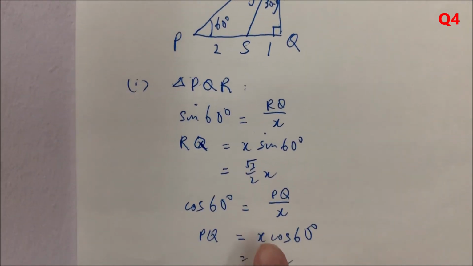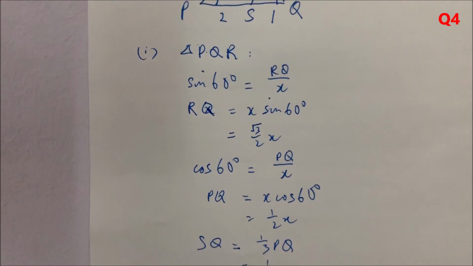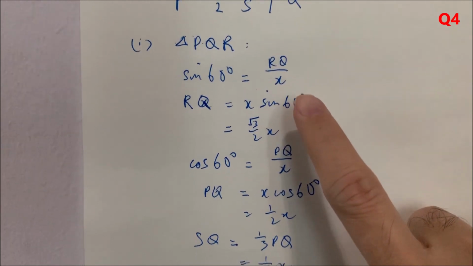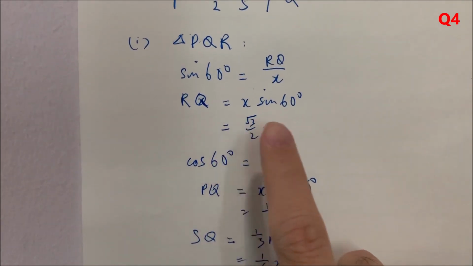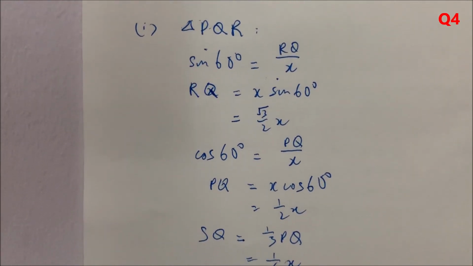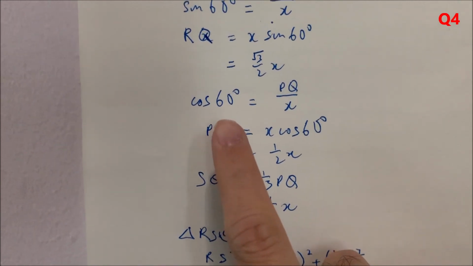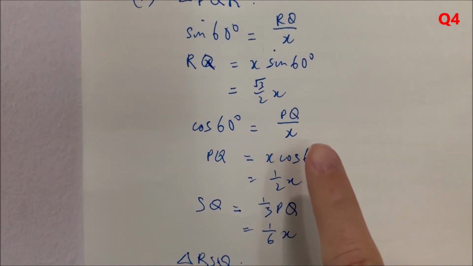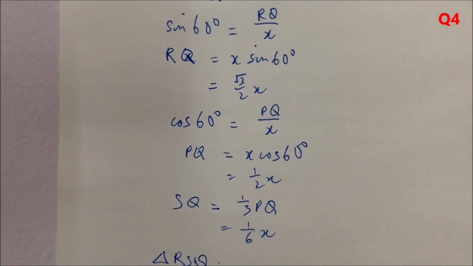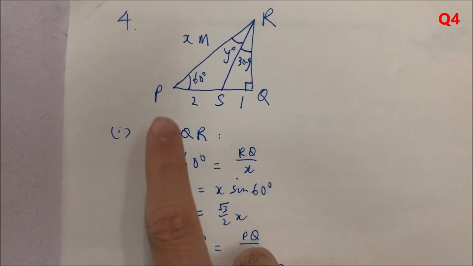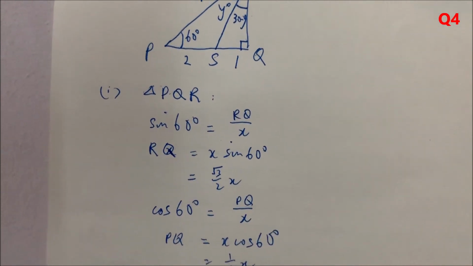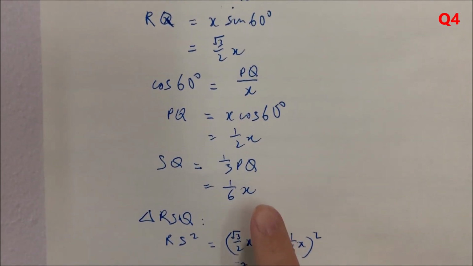So let's start with PQR. Now PQR, sine 60 is the opposite over hypotenuse, RQ over X. And RQ is just X sine 60, and sine 60 of course everybody knows is root 3 over 2. And then on the same triangle you apply cosine 60. You get cosine 60 is PQ over X, and PQ is X cos 60, and that's half X. And SQ is 1/3 of PQ. Take a look, SQ is 1/3 of PQ because the PS to SQ is 2:1 that's given by the question. So SQ is just 1/6 X.